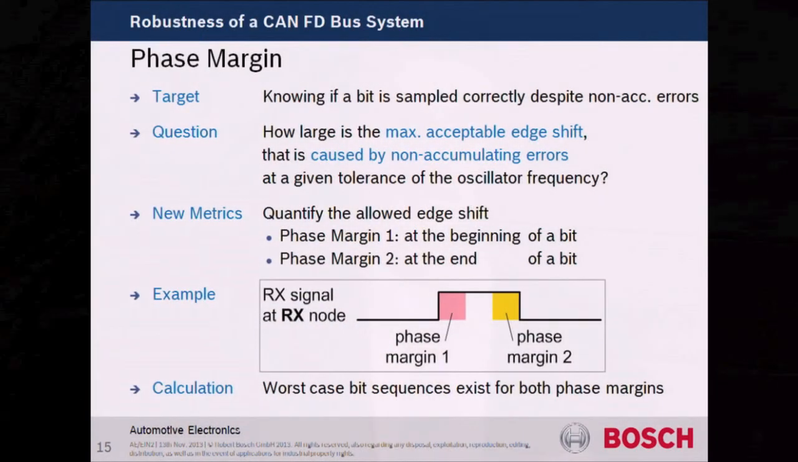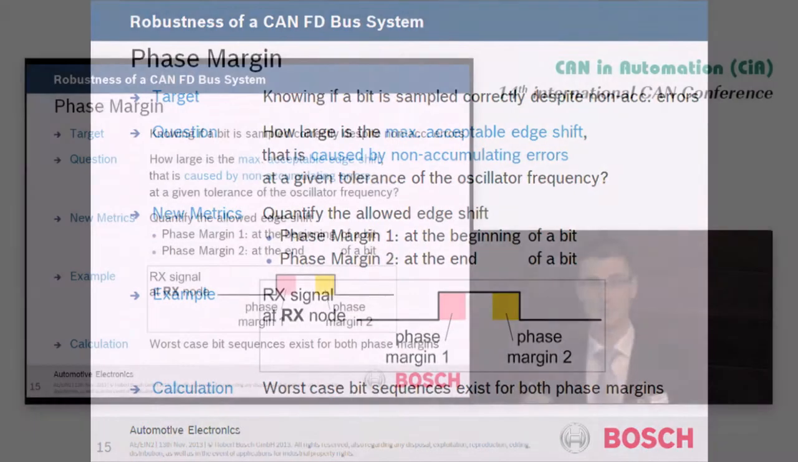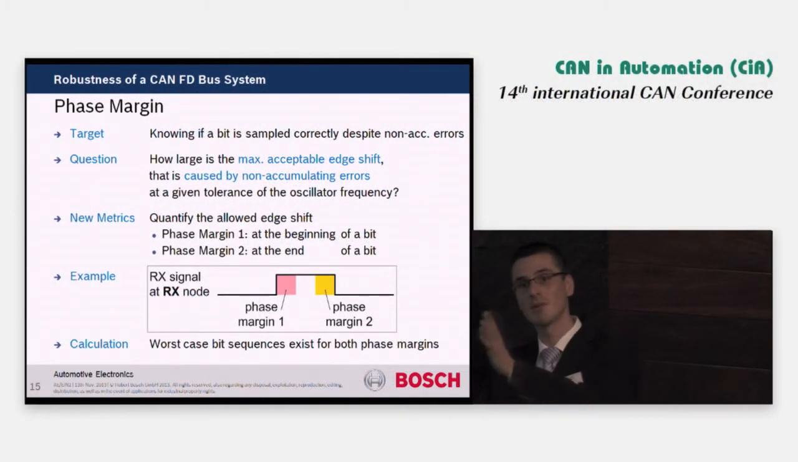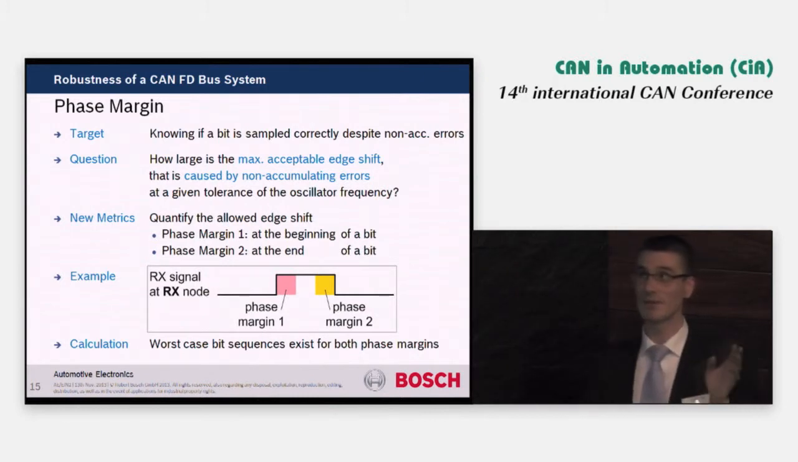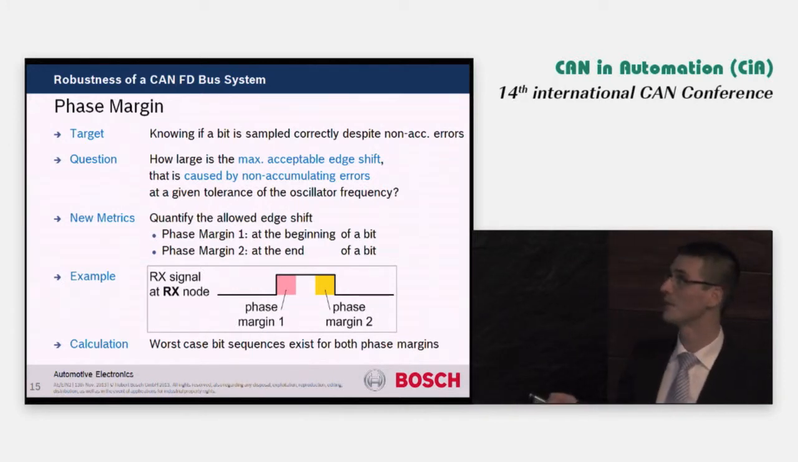Now we will go on to the phase margin. What we want to know now is if a bit is sampled correctly, despite the presence of these non-accumulating errors. So now we care about the other type of errors. Now we don't care if we can correct this phase shift or not. We care about whether we can sample the bit or not. And the question we have to ask now is, how large is the maximum acceptable edge shift that is caused by non-accumulating errors at a given tolerance of the oscillator frequency?